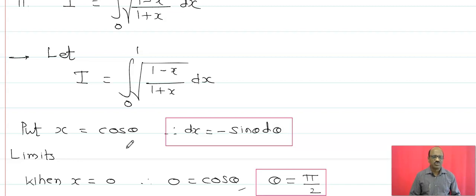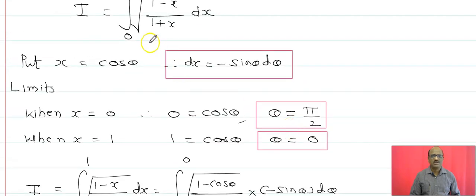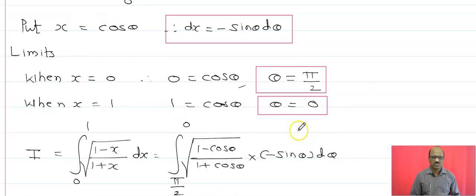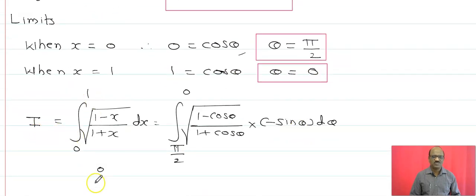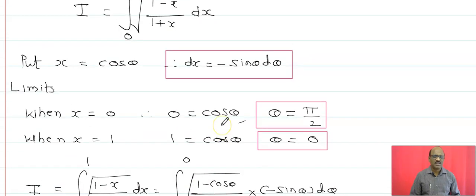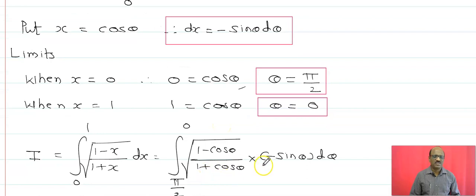That is, put x is equals to cos theta, therefore dx is equals to minus sin theta into d theta. What about the limit? When the lower limit x is equals to 0, if we substitute x is equals to 0, cos theta is equals to 0, therefore theta is pi by 2. When x is equals to 1, cos theta is 1, theta is equals to 0. Therefore, our integral becomes I is equals to 0 to 1 root of 1 minus x upon 1 plus x dx, which is equals to pi by 2 to 0 root of 1 minus cos theta upon 1 plus cos theta into minus sin theta d theta.